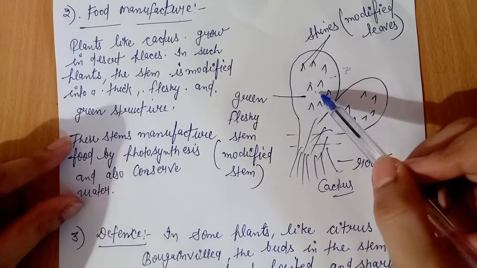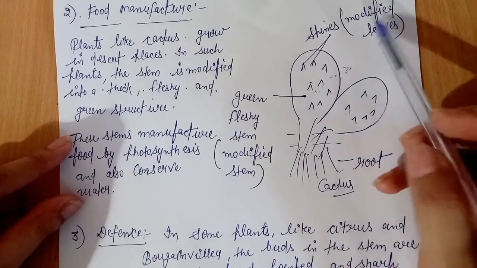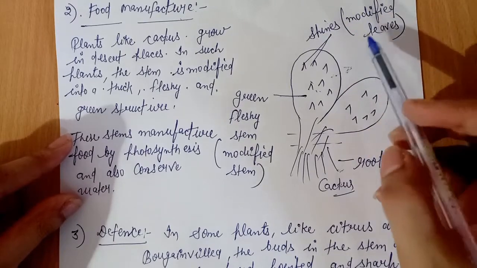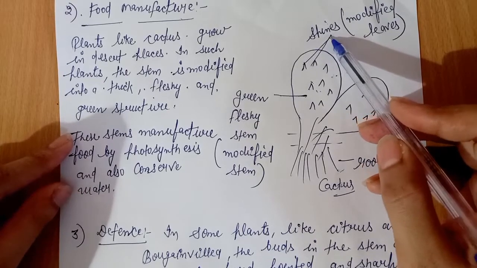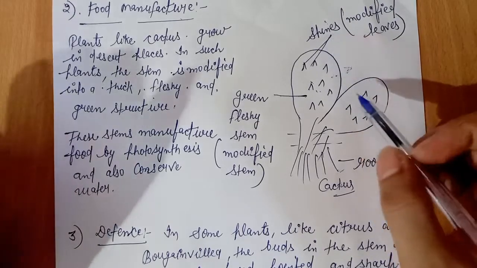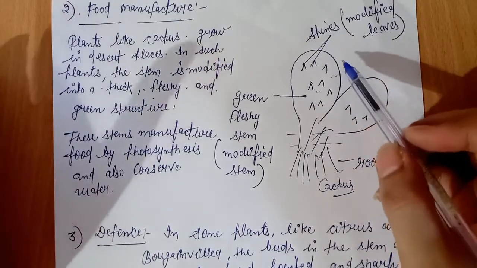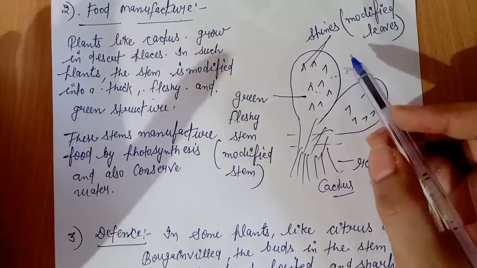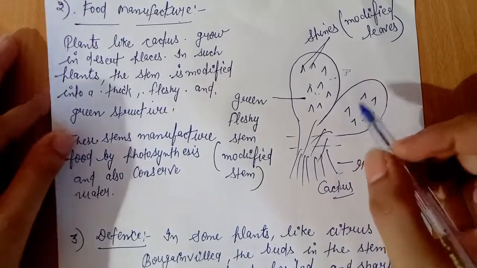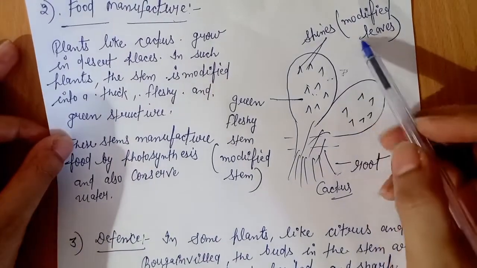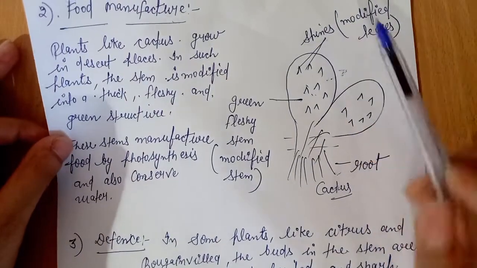So it becomes thick and fleshy, while the leaves of cactus plants are modified into spines so that water cannot be lost through the process of transpiration. We will study what transpiration is. Water is lost through leaves, so the leaves are reduced to spines here.